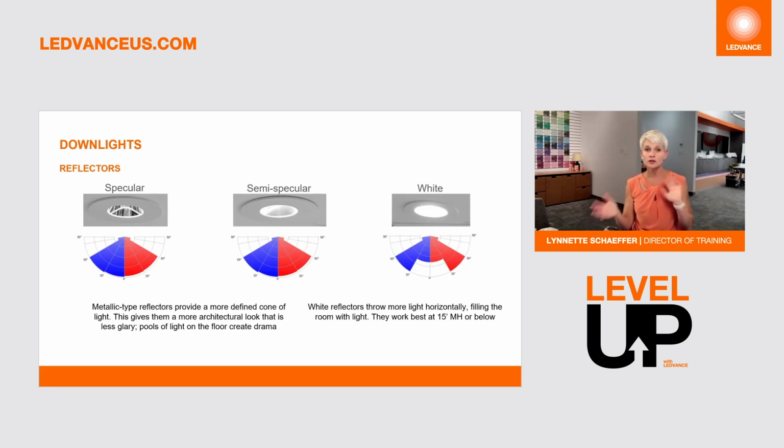Really the difference between these is that the specular reflector is going to have more of a defined cone, while a white reflector won't. It'll spread the light out a little bit more.